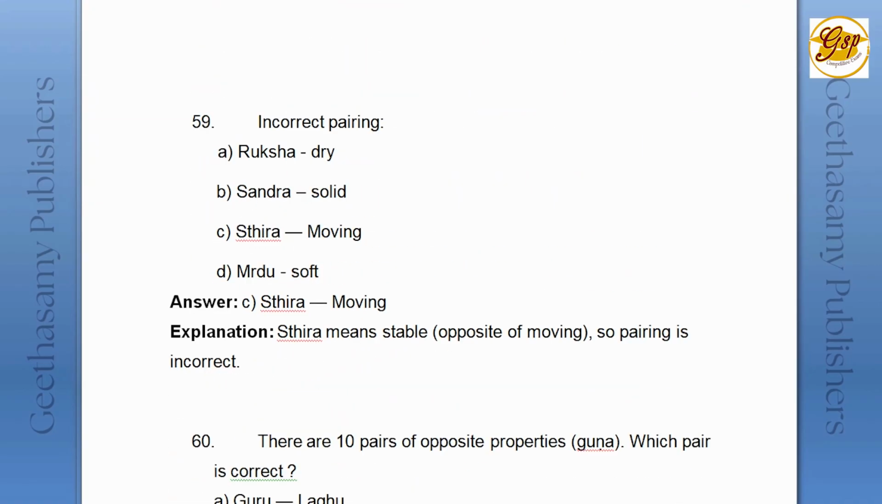59th question. See the incorrect pair. Ruksha, dry. Sandra, solid. Sthira, moving. Mridu, soft. Sthira means stable, not moving, so that pairing is wrong.